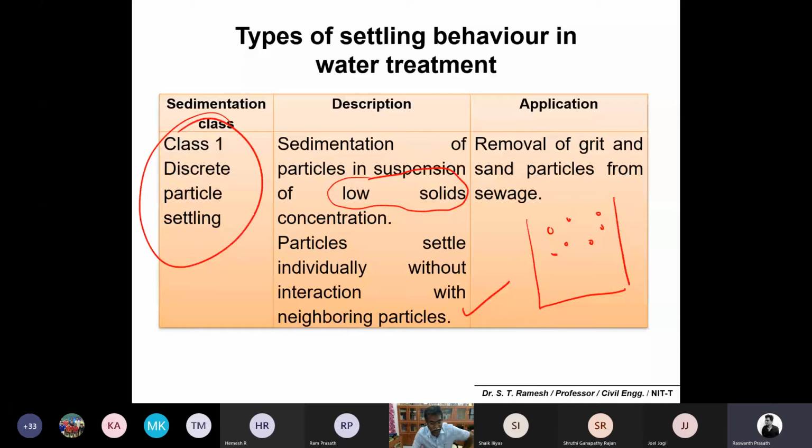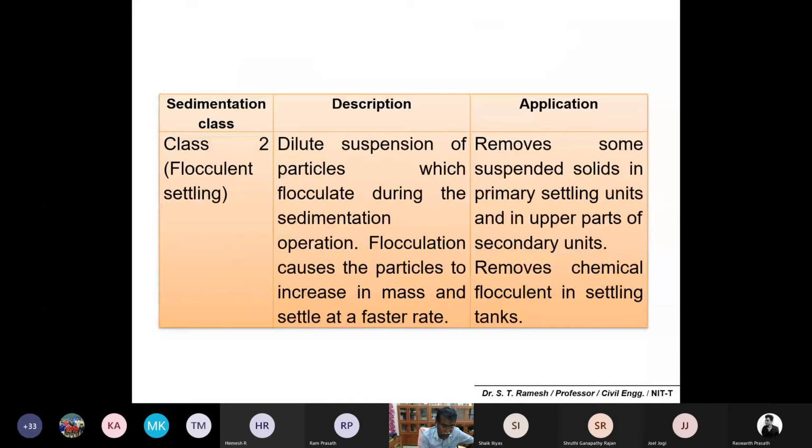Yes, sir. Number 2 is flocculent settling. Here also, again a dilute suspension, which flocculates during sedimentation. That's what I told you: bigger flocks and smaller flocks, and these also start moving, and there could be a situation where the bigger flocks sometimes collide or hit each other, thereby becoming a bigger flock. This dilute suspension flocculates during the sedimentation operation. Flocculation causes the particles to increase in mass, thereby they settle down much faster. This is the second type of settling, flocculent settling. Is it okay? Yes, sir.